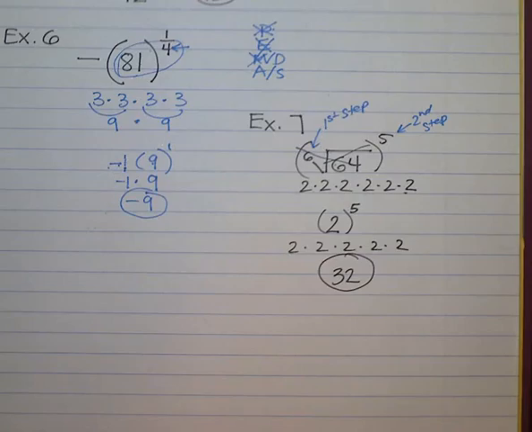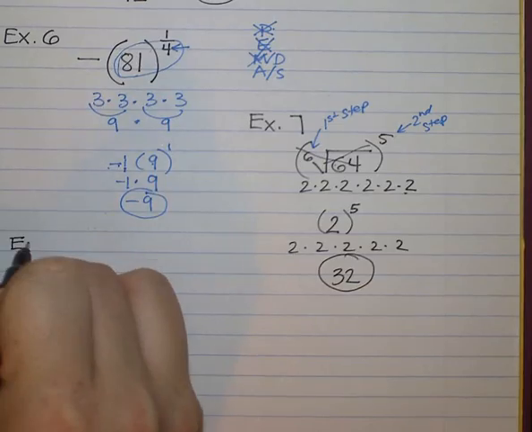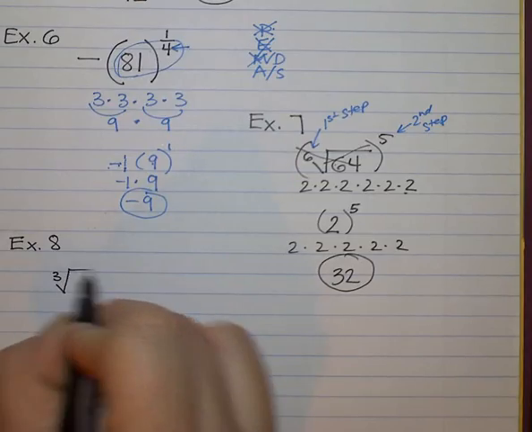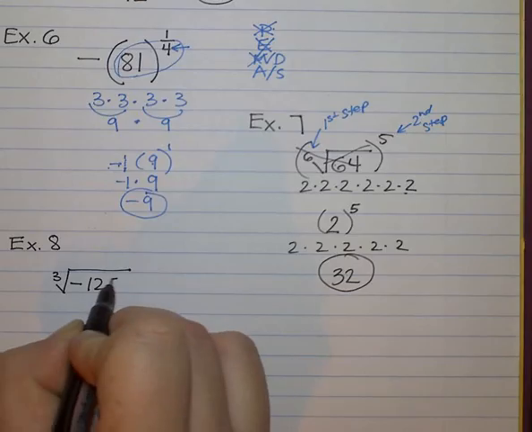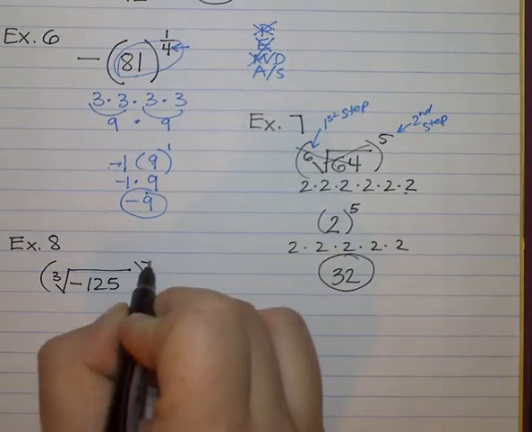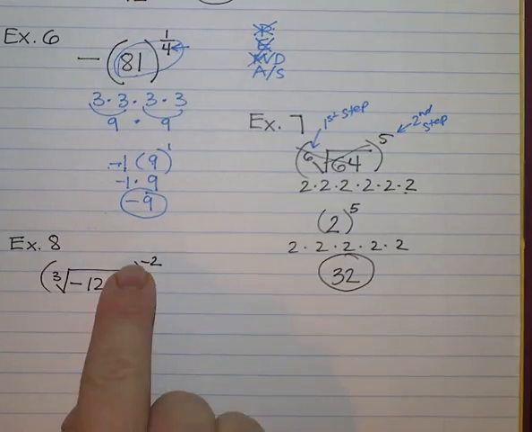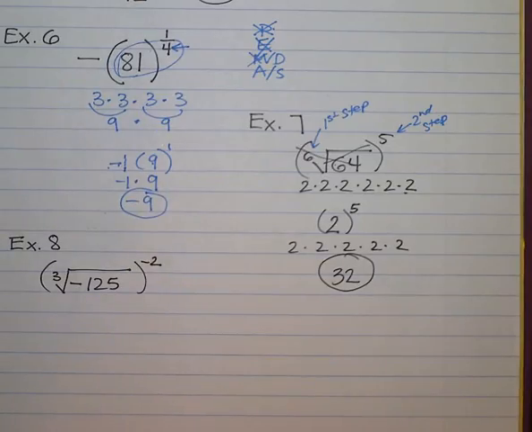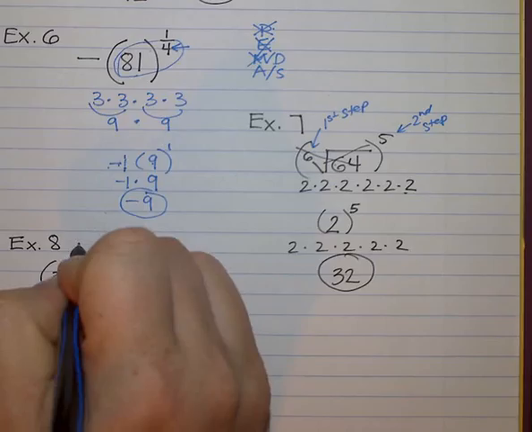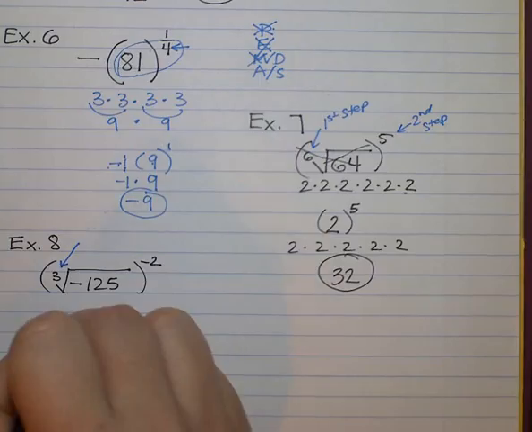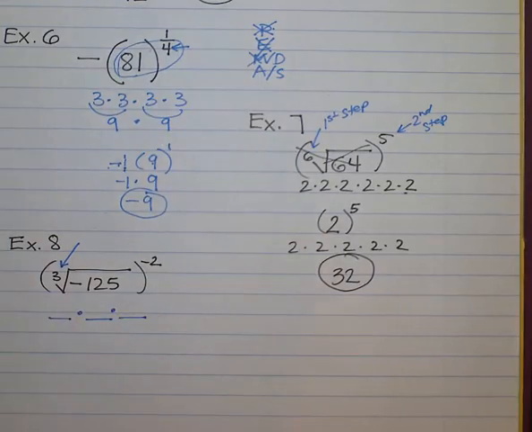Okay, example number 8. In this problem, we're going to take the last 2 or 3 concepts we've talked about: negative exponents, nth roots, rational form, negatives inside, and we're going to apply it together. So just like in example 7, we first start with the nth root, or the cube root in this case, of negative 125. That means what number times itself 3 times equals negative 125?